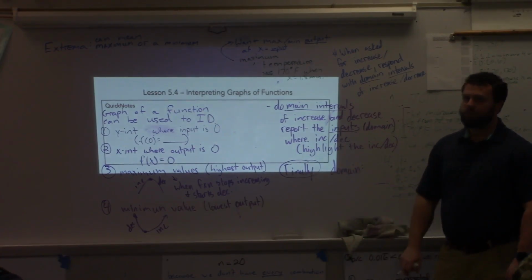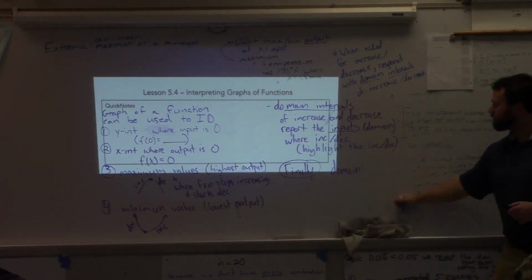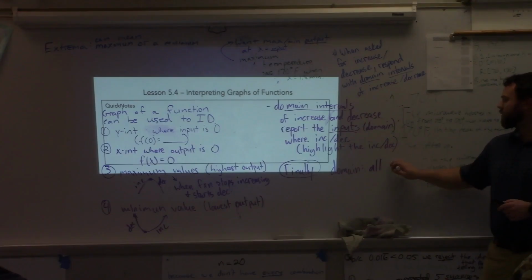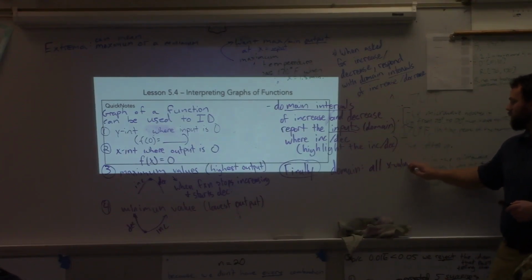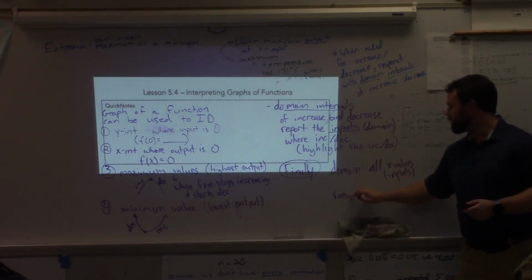Finally, the domain is all what? X values, not x-intercepts. What else can we call those x values? Inputs. It's only zeros if it's an x-intercept. Inputs. And range, outputs. Y values, outputs.